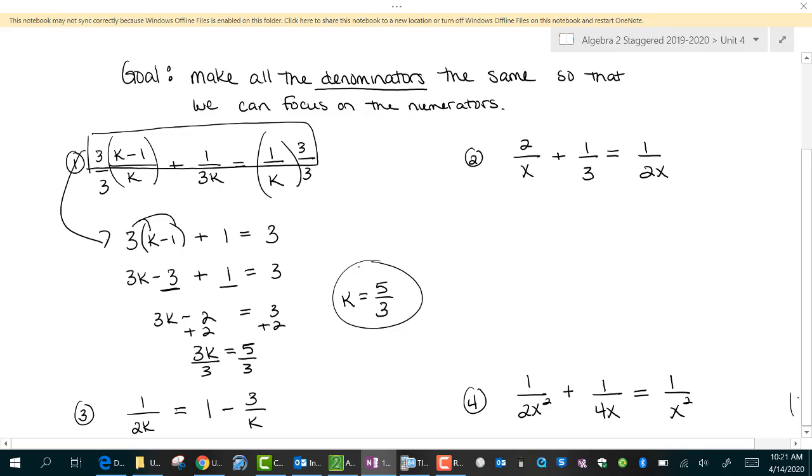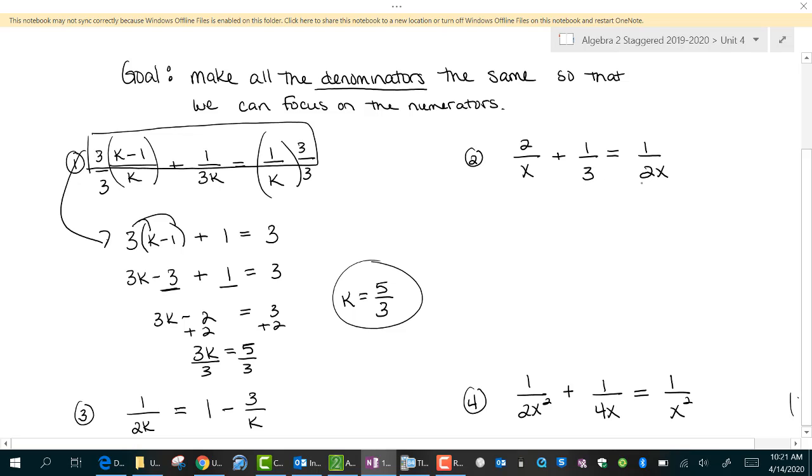Again, once you get those denominators the same, the numerators should form a pretty simple linear equation to solve. We're going to go through a few more examples. So number 2, slightly more complicated. We see here that we have an x, I also have this 3, and I have this 2.